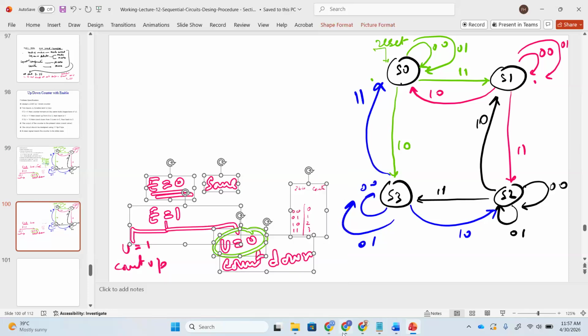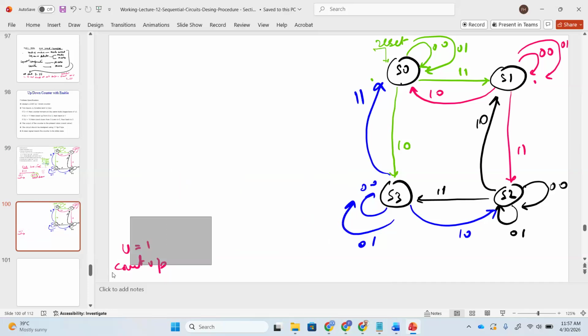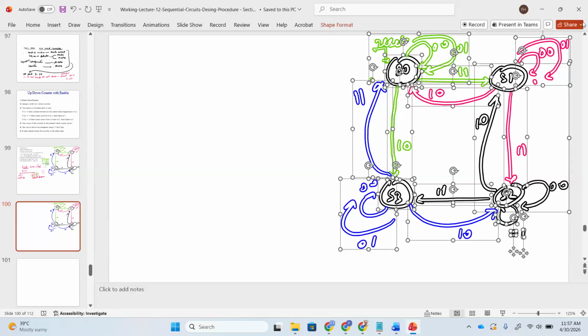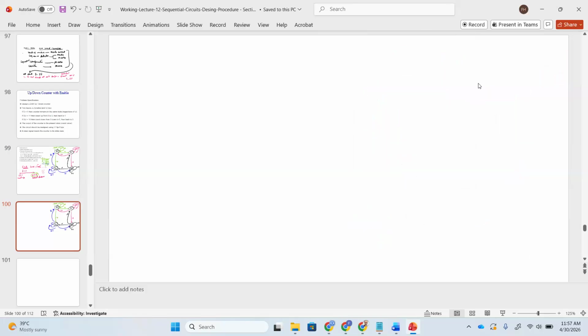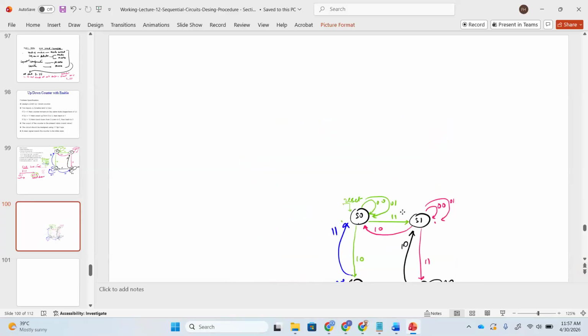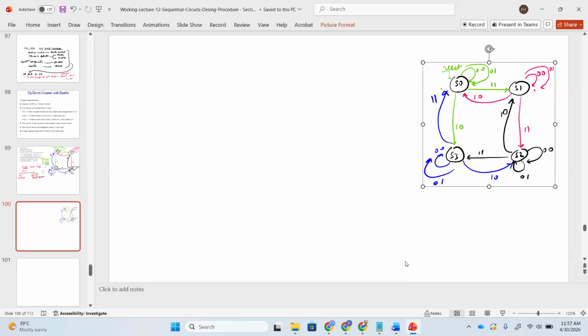Professor, is this Mealy or Moore? Yes, this is Moore, because there is no output dependent on the inputs; E and U are the inputs. Is there any sense? So this is all Moore. And now please remember, we are only going to design it using T flip-flop, not D flip-flop. Got it? How we will do it, I'll explain later on.